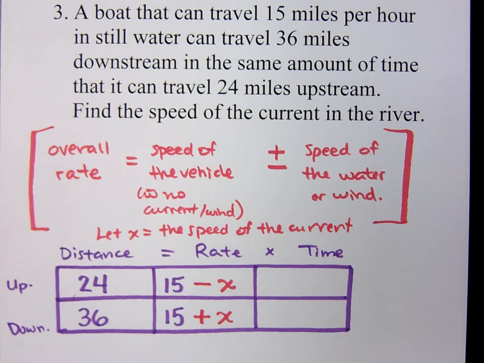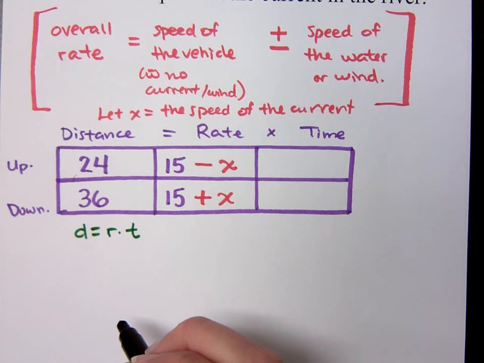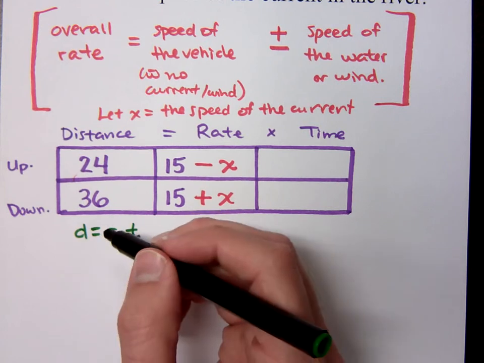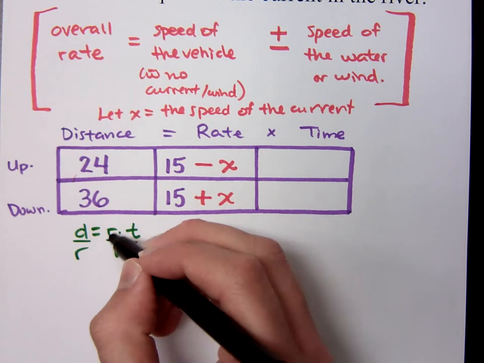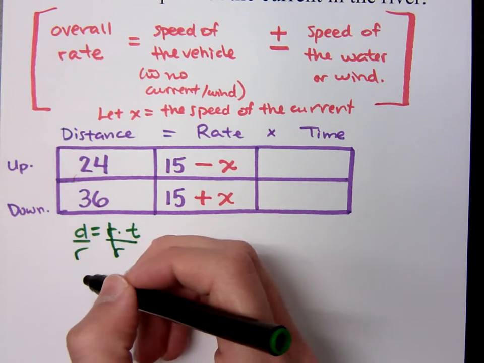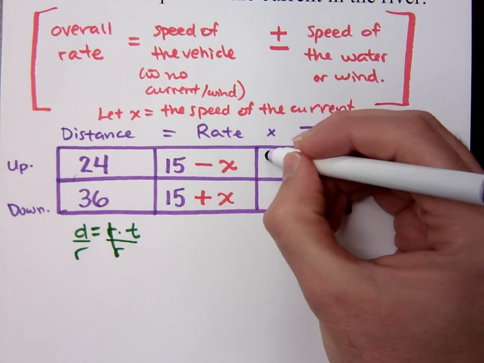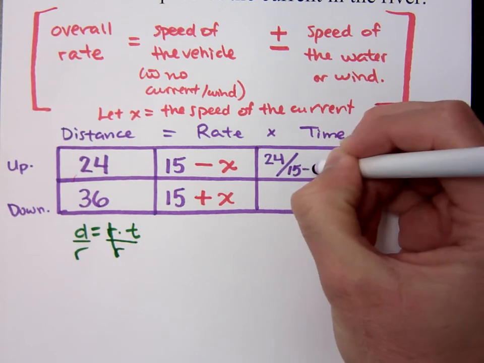If you want to introduce another variable, you can, although I don't recommend doing that. Here's what we know, though. You know that your distance is equal to your rate times your time, right? So how do you represent your time? Based on distance and rate, how do you figure out your time? You have to divide it. Your time is your distance divided by your rate, isn't it? Yes, it is. Your time is your distance, 24, divided by your rate, which is 15 minus x.